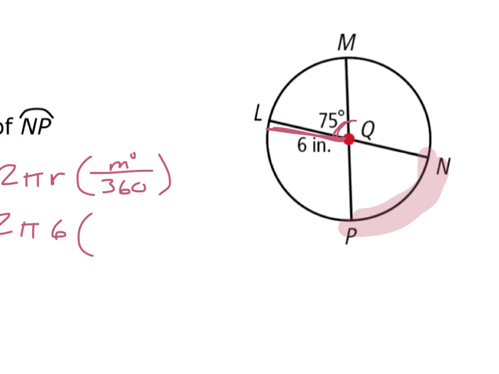We know that angle PQN, this one here, also has to be 75 because these two are vertical angles, and we know that vertical angles are congruent. So this angle is also 75, which makes our arc measure also 75 because it's equal to the central angle. So we have 75 over 360.